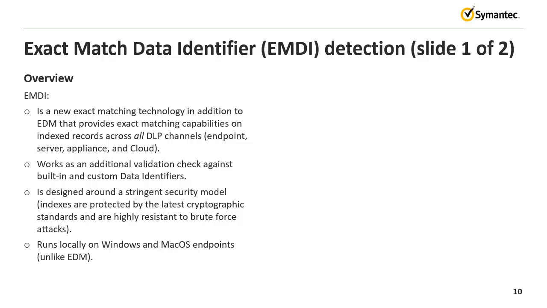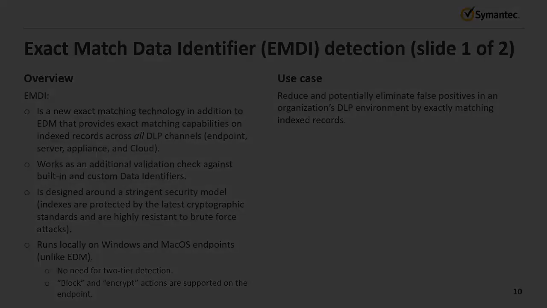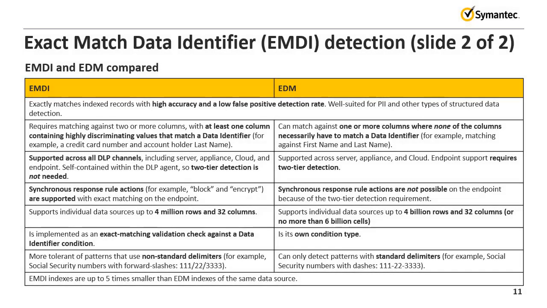Unlike EDM, EMDI runs locally on Windows and Mac OS endpoints, so two-tier detection is not required. As a result, it's now possible to perform block and encrypt actions with exact matching on the endpoint. EMDI enables organizations to reduce and potentially eliminate false positives in their DLP environment by exactly matching indexed records. Here's a brief comparison of the capabilities of EMDI and EDM.